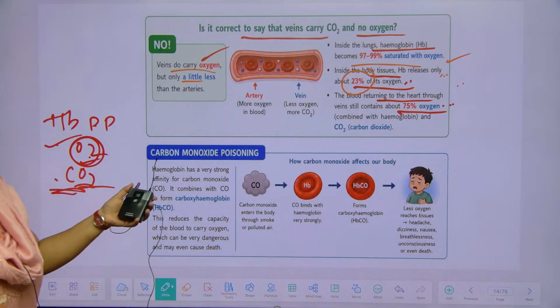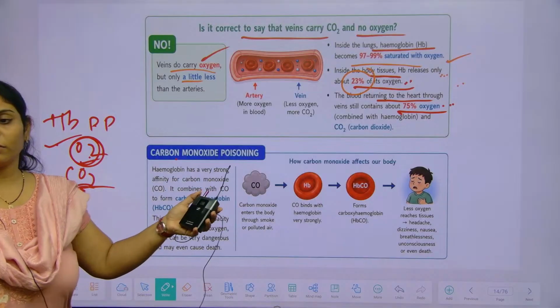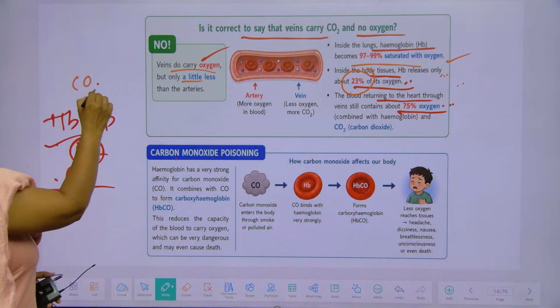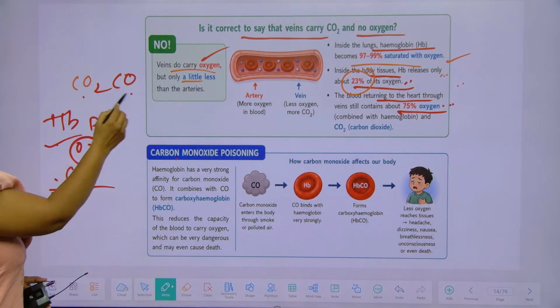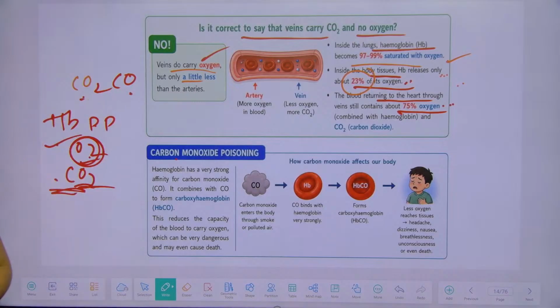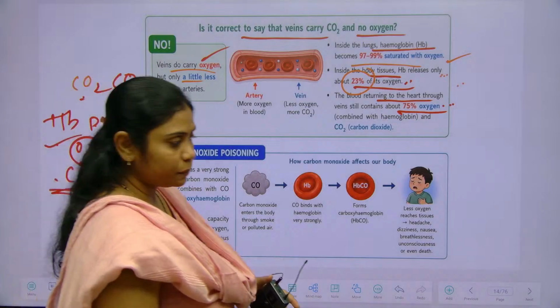Okay. So carbon dioxide will be there, carbon monoxide will be there. Of these two gases, which is more harmful? Carbon monoxide is more harmful. It is a poisonous gas. If it is present in our body, it leads to what? Death. Okay.